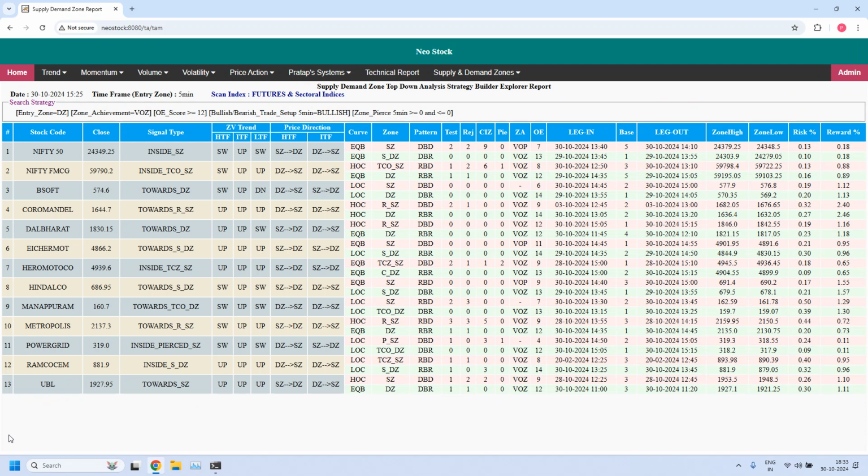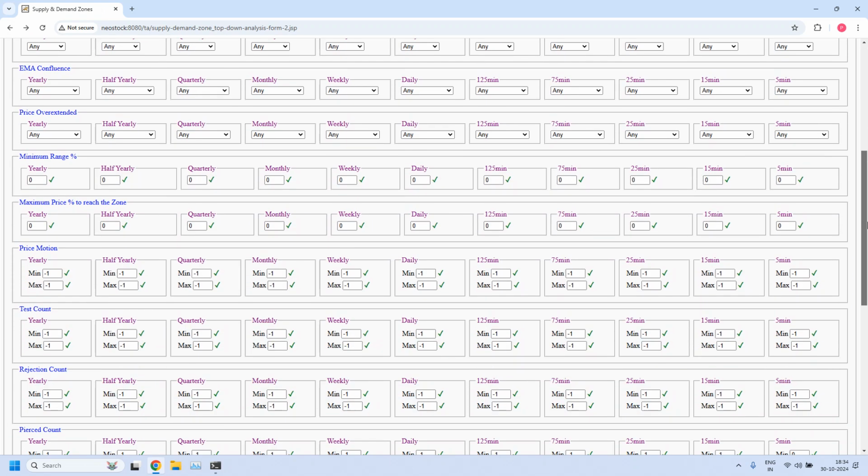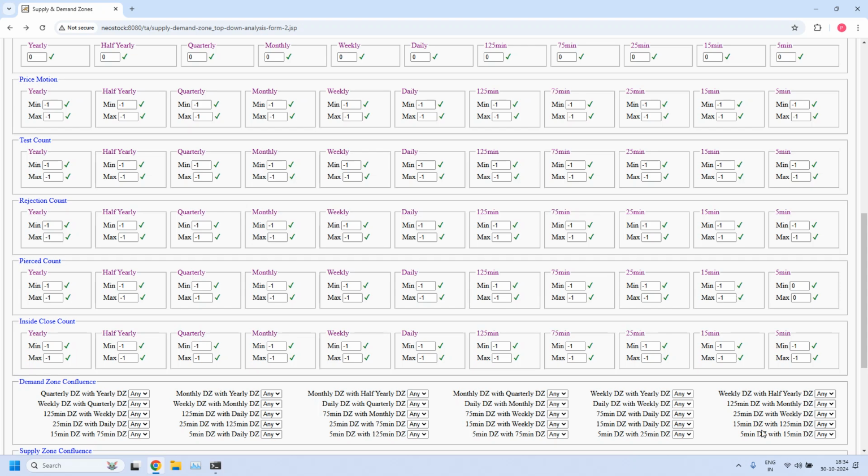All these 13 stocks are currently supporting bullish trade setup for hourly income trade. Let's verify how many of these stocks are having high probability support. Let's look for LTF and ITF supply zone confluence. That is, demand zone confluence. The 5 minutes demand zone with 15 minutes demand zone confluence.